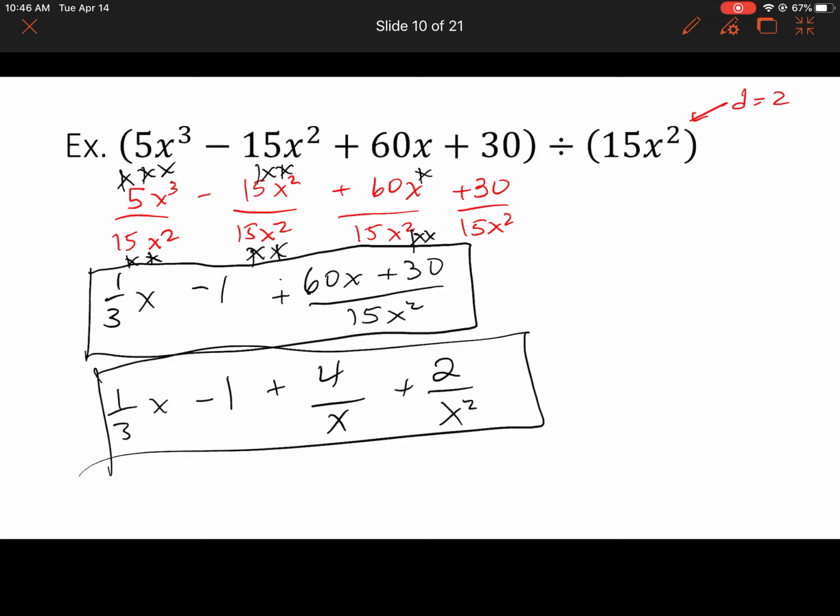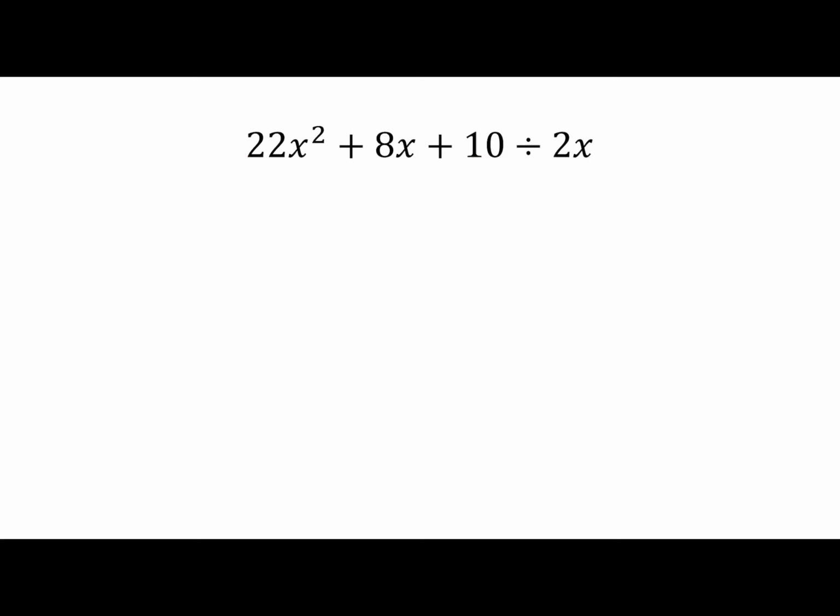Right. So again, like I said, this is how I want you guys to do your work on my assignment. But if you want to do it like this, that's fine too. Okay. All right.